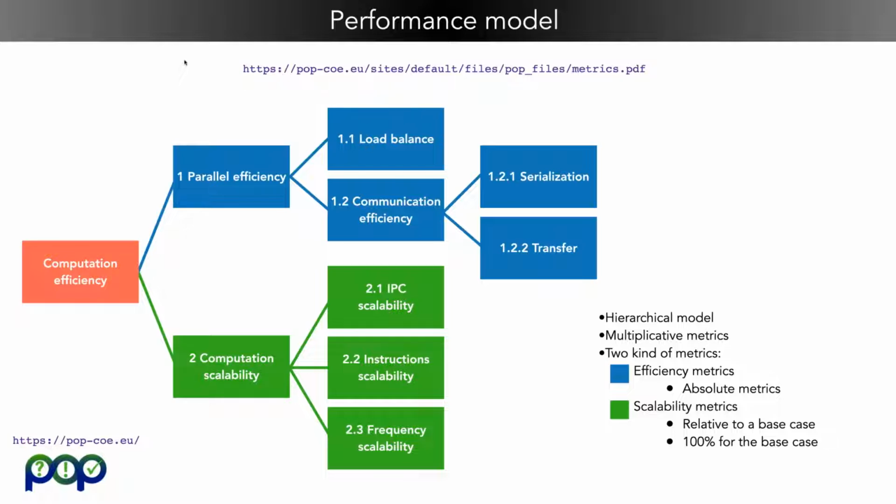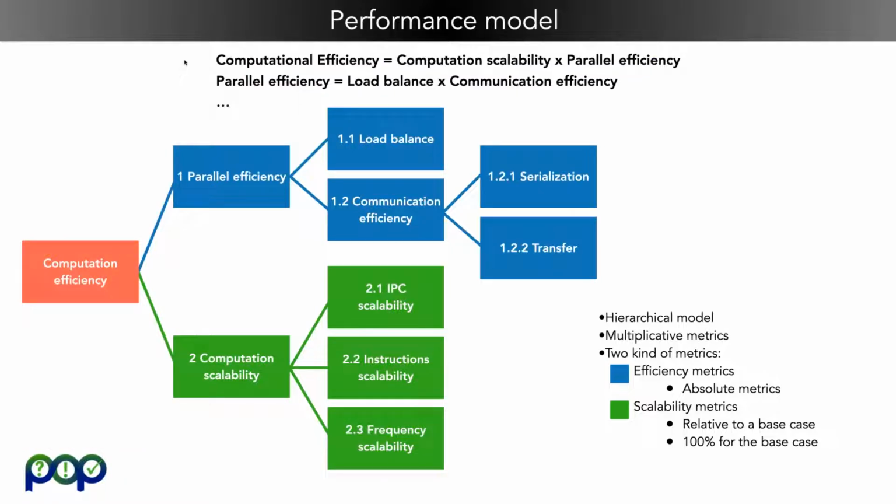This is something we can really measure, and you can put numbers on this. On the green side, this is a relative one. You always have to measure with respect to a base case, because this is algorithm dependent and there are no absolute numbers for this. But anyway, this whole model is very nice because it's a multiplicative metric. That means that if you divide one of these things by 2, you divide your computational efficiency by 2. So you really have to take care of everything in these boxes to have a nice algorithm.